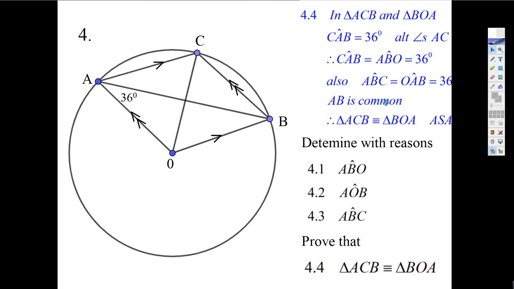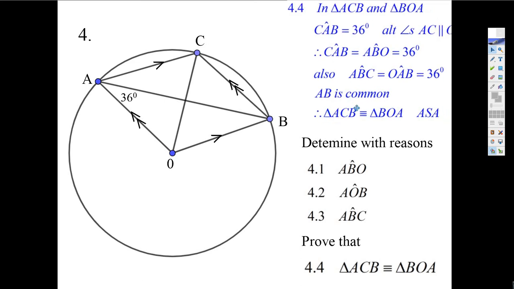Now also we know that angle ABC, that angle right there, must equal 36 degrees, because we figured this one out before, that ABC is 36 degrees. What we've just done is matched up two angles in these two triangles. We know they're both 36 degrees, and we know they share this common side, AB. So therefore, triangle ACB, the big triangle up here, must be congruent to triangle BOA. And the reason is angle, side, angle.